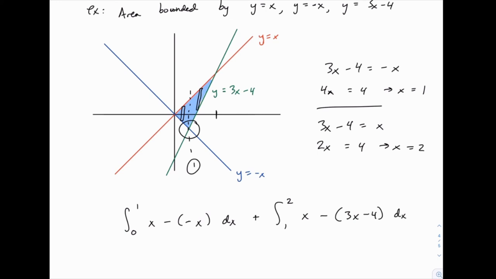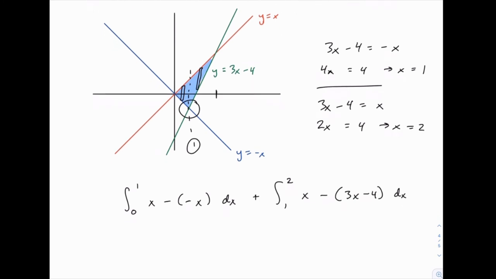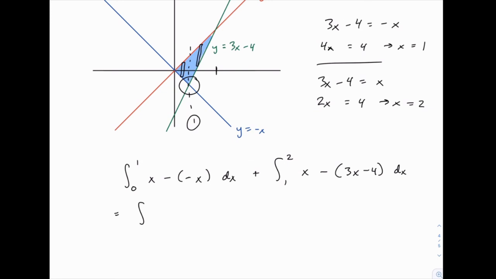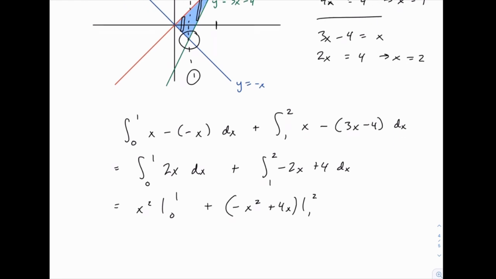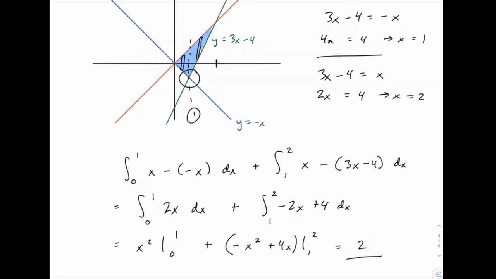So again, that's the hard part, setting this up. And if you need to, you can go back and look at that again, or pause here and think about making sure that you understand all of the pieces here and how that setup works. But once you get there, the actual integration is pretty easy. We can simplify this first one to be the integral of 2x, and the other one would be negative 2x plus 4. And then you can integrate. Here you get x squared from 0 to 1. Here you get negative x squared plus 4x from 1 to 2. And then if you carry these out, you should get a final answer of 2 for that total area enclosed by the three straight lines.